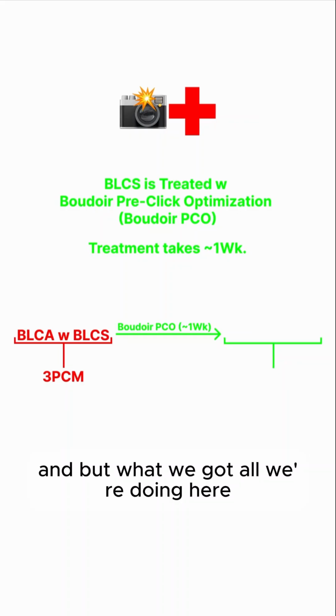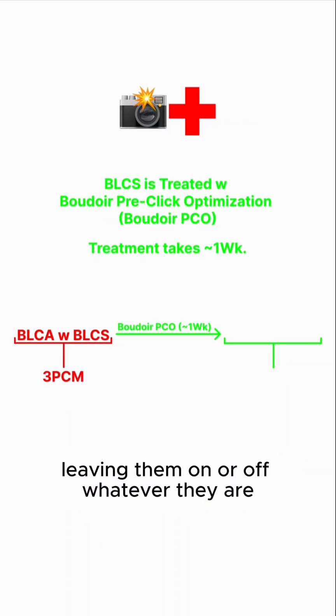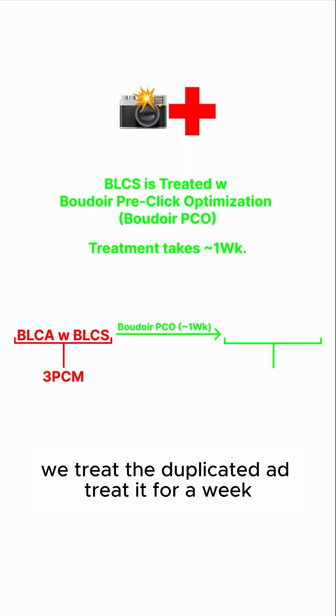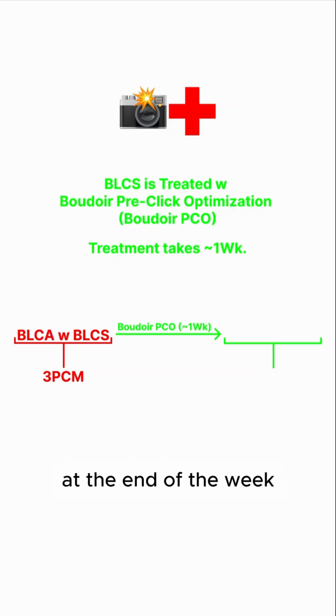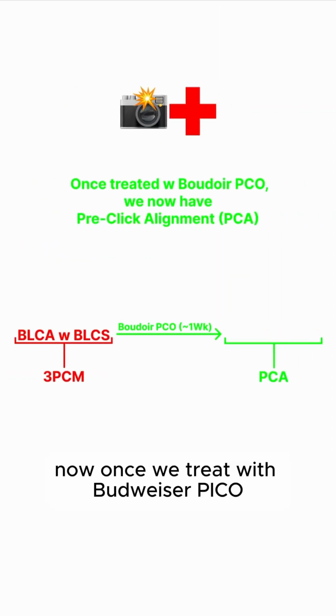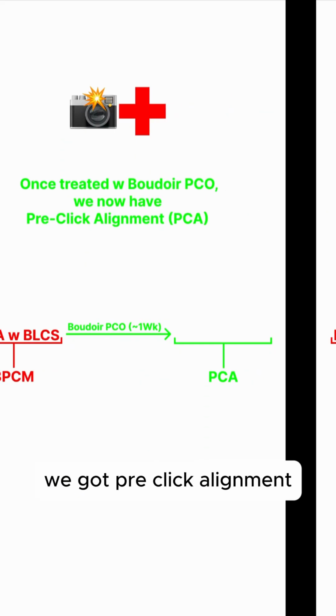And with Boudoir Pico, all we're doing is duplicating the current ads, leaving them on or off, whatever they are, and we treat the duplicated ad. So we don't touch the original, we treat the duplicated ad for a week. At the end of the week, we keep whichever one has better metrics. Now, once treated with Boudoir Pico, we have pre-click alignment, PCA. So we get rid of the three pre-click mistakes, we've got pre-click alignment.